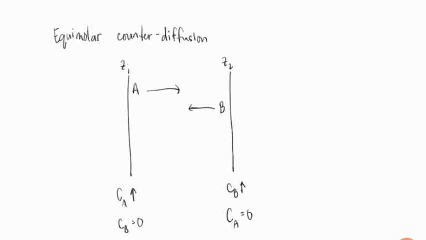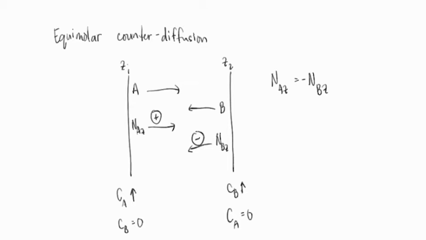Okay? Now, for equimolar counter-diffusion, we are saying that the rates of diffusion of A and B are equal, but they are of opposite signs. That's because N_AZ is from left to right, indicating a positive sign, while N_BZ is from right to left, indicating a negative sign. So N_AZ is equal to N_BZ in magnitude, but in our diagram, N_BZ has a negative value.